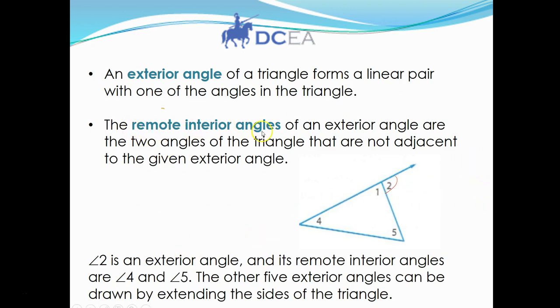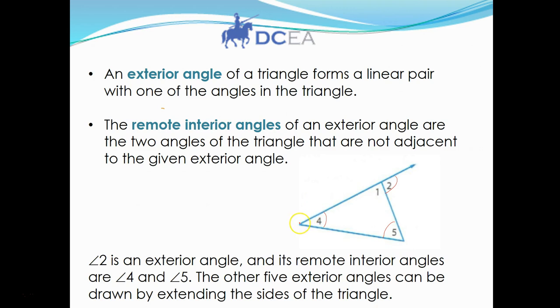The remote interior angles of an exterior angle are the two angles of the triangle that are not adjacent to the given exterior angle. So the remote interior angles, interior meaning inside, will be the two angles opposite angle 2. It will not be the angle adjacent or next to angle 2. So once again, angle 2 is an exterior angle, and its remote interior angles are number 4 and number 5.